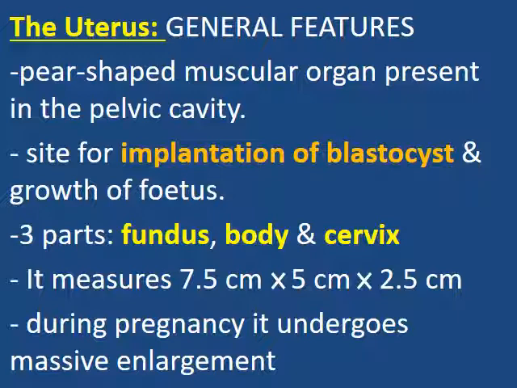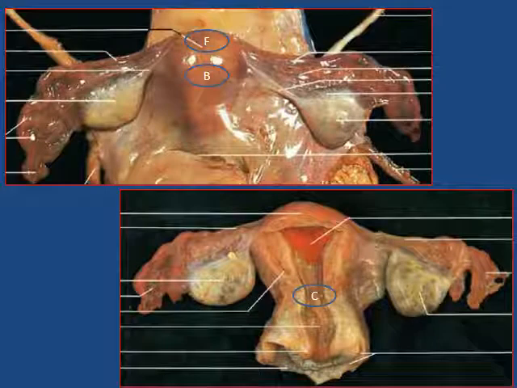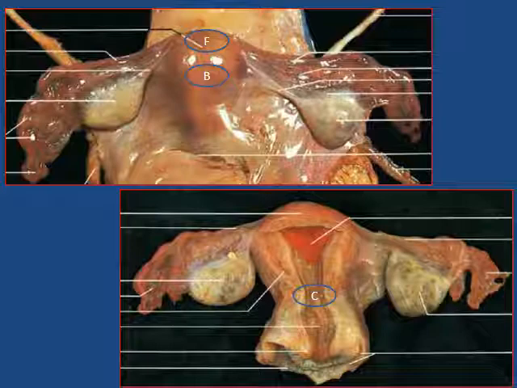The dimensions of a normal adult uterus are length 7.5 cm, breadth 5 cm and thickness 2.5 cm. During pregnancy, uterus undergoes massive enlargement. In the picture you can see the uterus. The fundus of the uterus is marked with F. The B indicates the body of the uterus, and in the lower picture C indicates the cervix of the uterus.